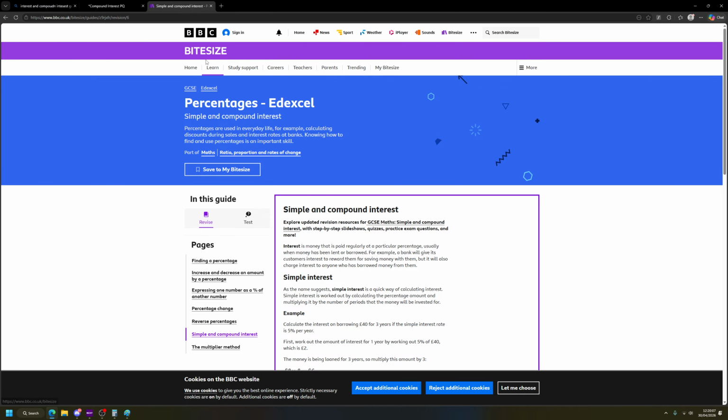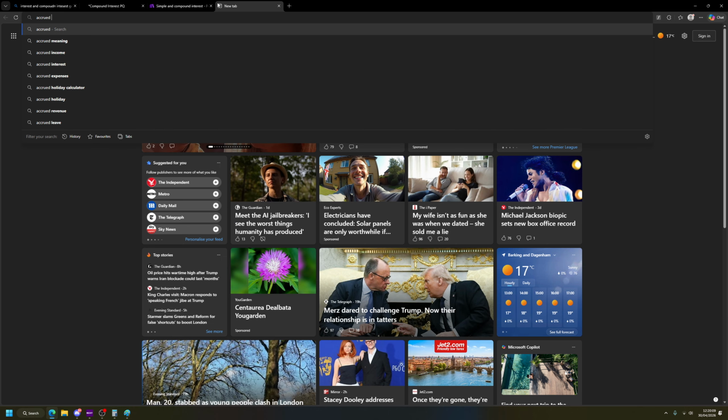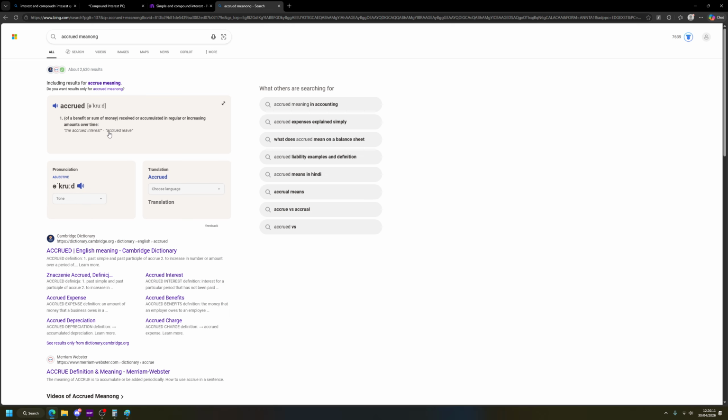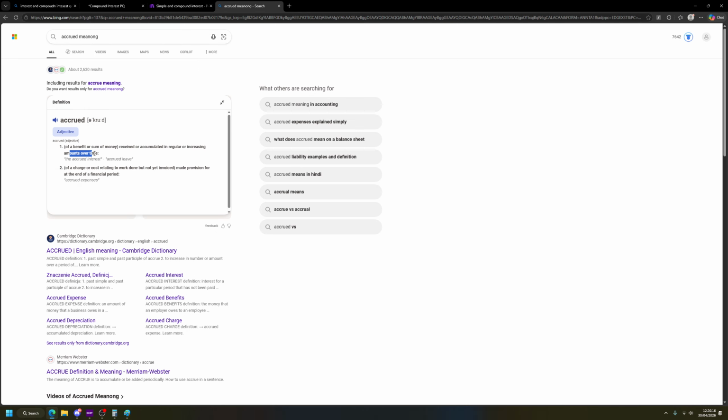And accrued is like gained. Accrued: received or accumulated in regular or increasing amounts over time. Big word. You might use that for English.